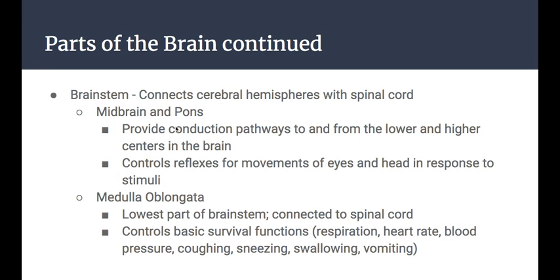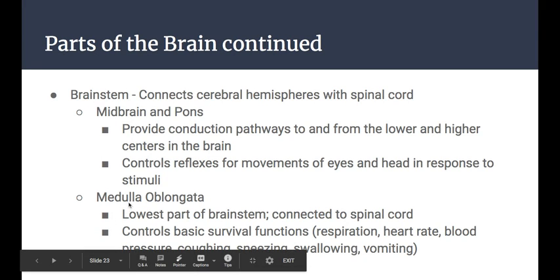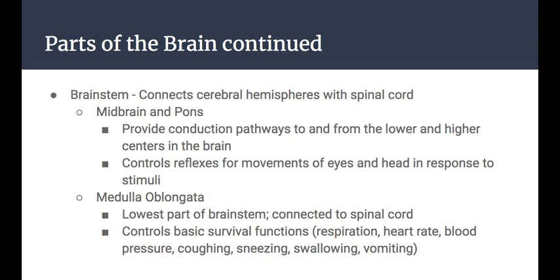Then we have our brainstem. We have our midbrain and our pons. These basically just transmit messages to and from the brain, and they also help control the movements of eyesight and head in response to stimuli. And then your medulla oblongata controls some of your vital survival functions: respiration, heart rate, and blood pressure. It's a part of the autonomic nervous system.